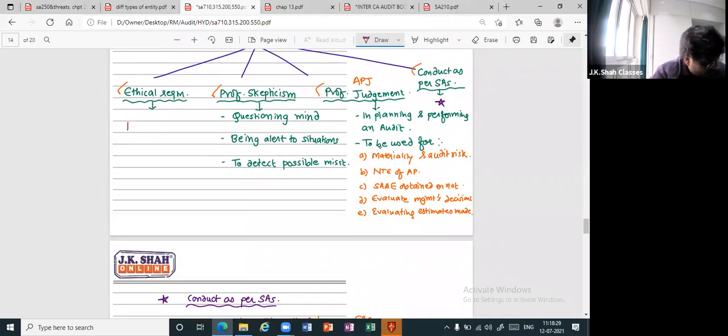Correct. And you are making fun of it. See, you remember PCPOI. It was not that bad. You remember what was for what? Correct. P was nothing but professional behavior. That I remember.